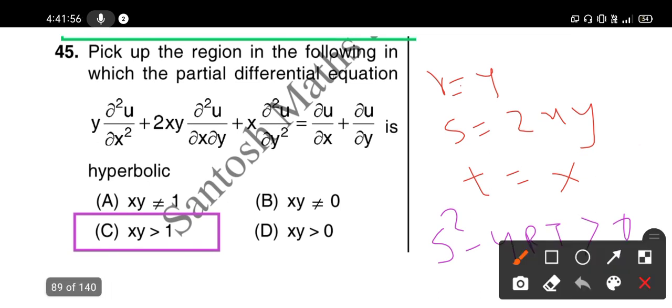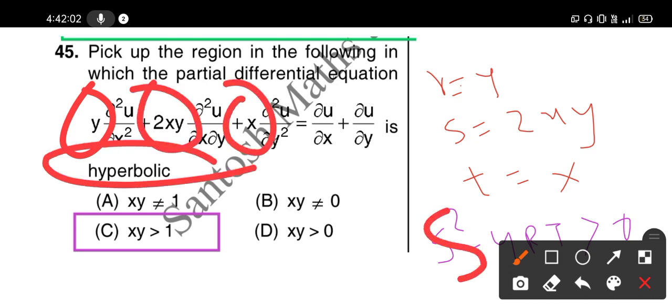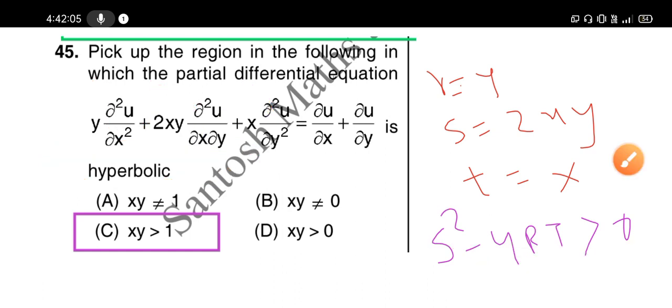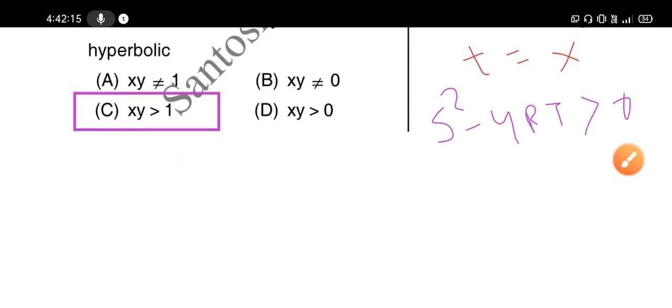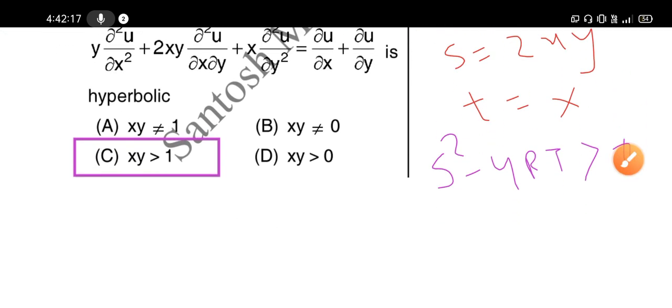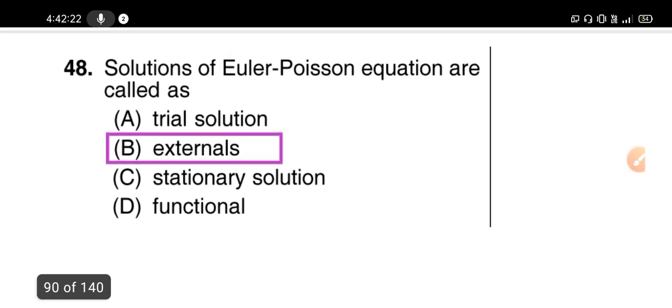Here r is given, s is 2xy, t is x squared, and the discriminant is s square minus 4rt. Here it is also hyperbolic, that is s square minus 4rt is greater than 0, and this is greater than 0 if and only if xy is greater than 1. Option C is correct. The solutions of the Euler-Poisson equation are called extremals. Option B is correct.